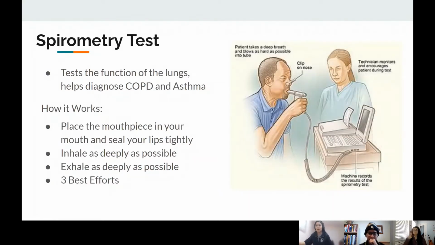Now, a very common test you can see in the clinic, many of you might have done this already, is a spirometry test, and this tests the function of your lungs. So how this works, as we can see in the image here, you make a tight seal with your mouth around the machine, and you inhale as deeply as possible and exhale as deeply as possible, and they take your 3 best efforts. So this machine tests the volume of air that you can inhale and exhale and general lung function.